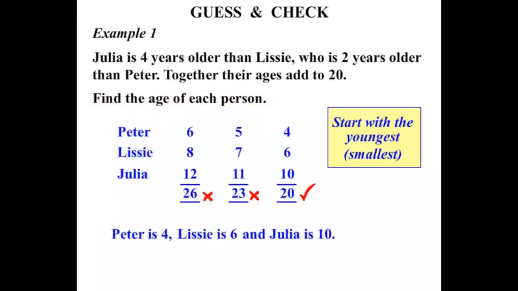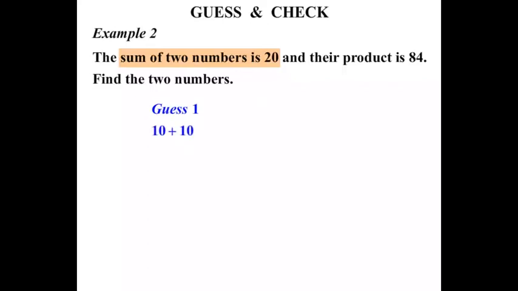Terrific. The next example, the sum of two numbers is 20 and their product is 84. We need to find the two numbers. Okay, our guess 1. If the sum of two numbers is 20, in other words, the two numbers add to give 20, well, probably the two easiest numbers I can think of is 10 and 10. All right, stick with some easy numbers and then we'll work our way around it. Now, because 10 plus 10, of course, is 20.